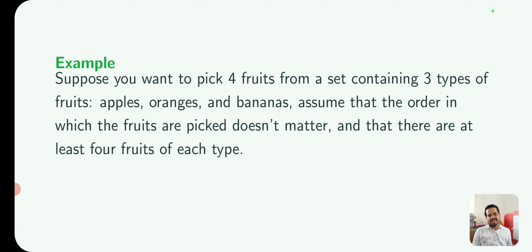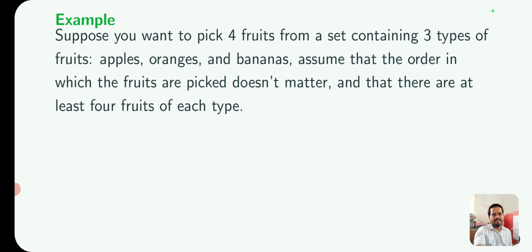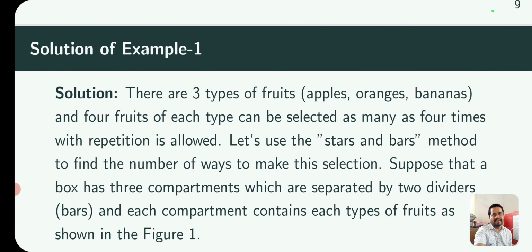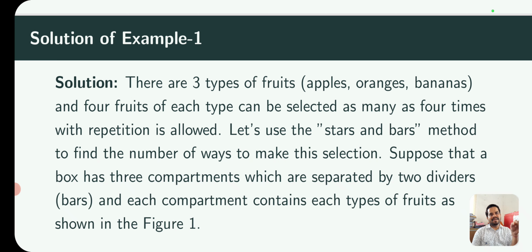Yes, so how to solve this example? There is a very interesting method to solve this type of example, and that method is the star and bar method. Yes, so what is this method? Just see, there are 3 types of fruits: apples, oranges and bananas, and 4 fruits of each type. Yes, each can be selected as many as 4 times, because there are already a maximum of 4 fruits of each type, and here the repetition is allowed. So you can use the method of star and bar to find the number of ways to make this selection.